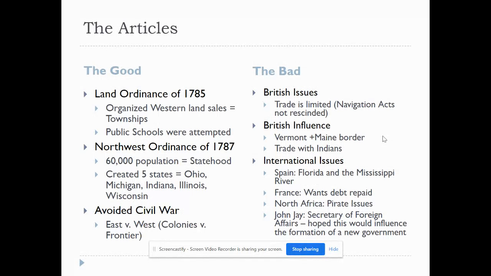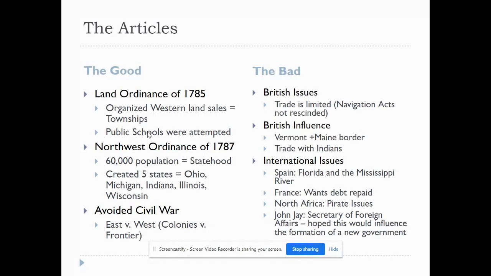Now, of course, the Articles, again, have some good things during it. They organize the Western land sales. They put it into a grid system called townships. So, for example, Coleraine Township, Liberty Township, any of the townships, Green Township, all these townships around here were organized under this Land Ordinance of 1785 of the Western land sales from what used to be the land that was claimed by places like Virginia.